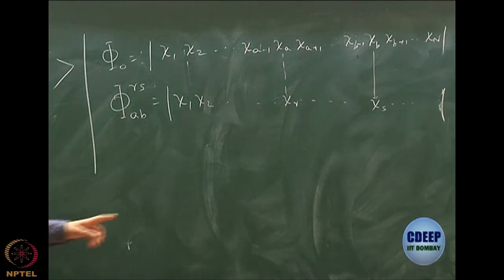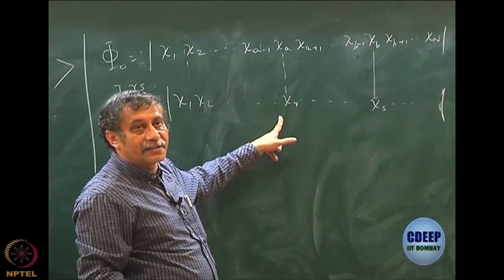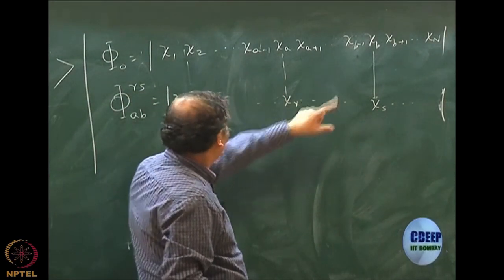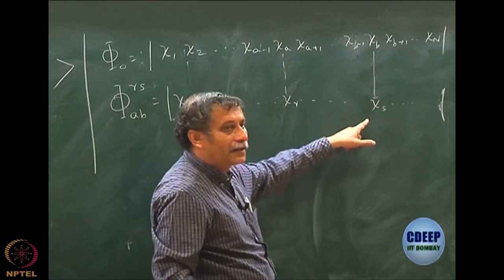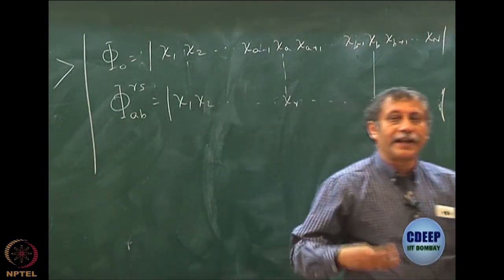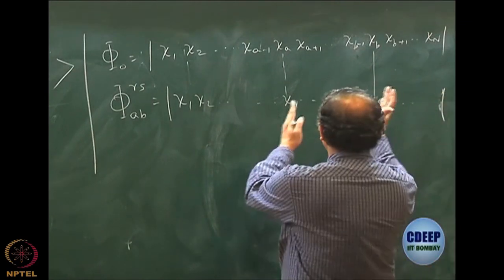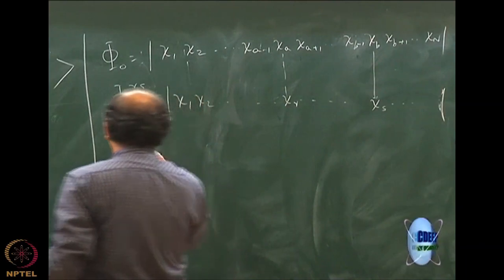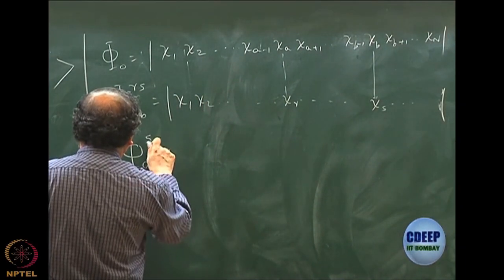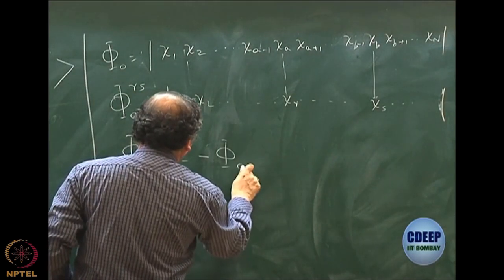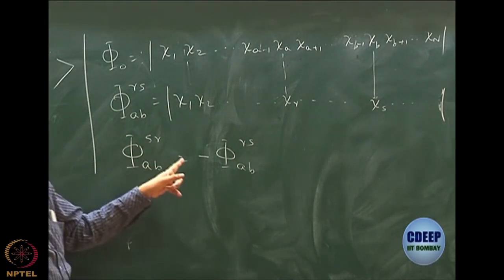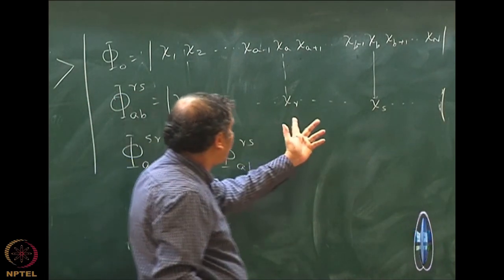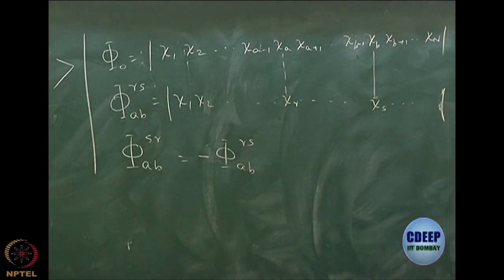Note that it is important to say what is being replaced by what in this case. I am replacing A by R, B by S, that is how the nomenclature is. On the other hand, if I replace A by S, B by R, the only thing that will happen is that this will be the negative of this determinant, because this is essentially interchanging two columns. Is it clear? So I can write an equation that phi AB SR is minus of phi AB RS. If you replace A by S and B by R, that is simply the negative of A by R, B by S, because in the final determinant, R and S are changing places. So that is the reason that it is negative.